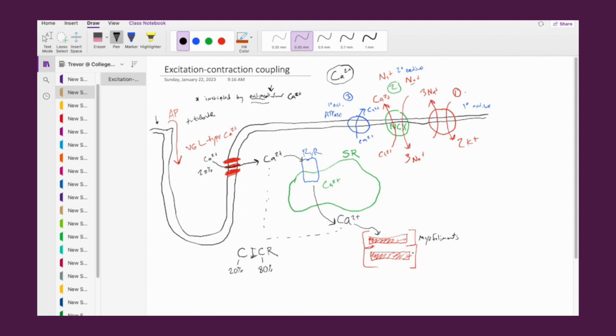Now, at the end of the contraction, we need to get calcium back into the sarcoplasmic reticulum. So here we have the SERCA pump. If you're not familiar, that stands for sarcoplasmic endoplasmic reticulum calcium ATPase. So with that ATPase, we know we're going to directly use ATP to move calcium back into the sarcoplasmic reticulum using ATP.